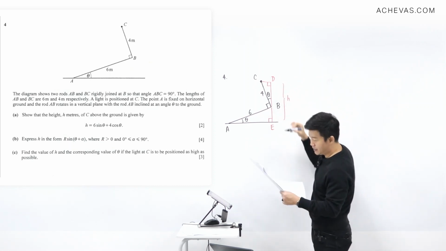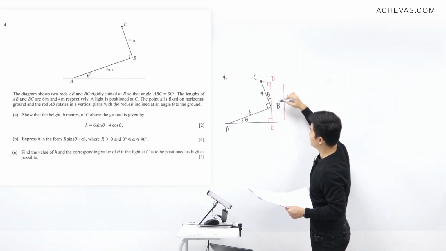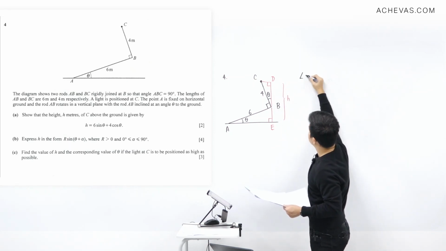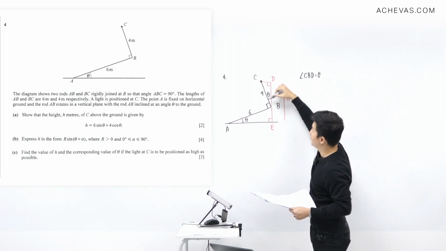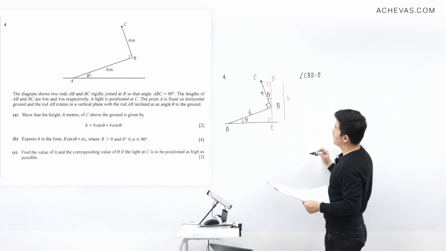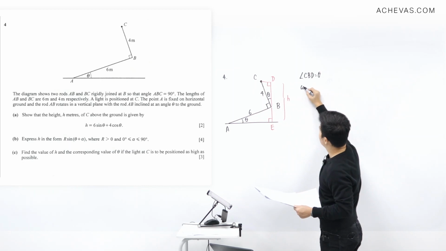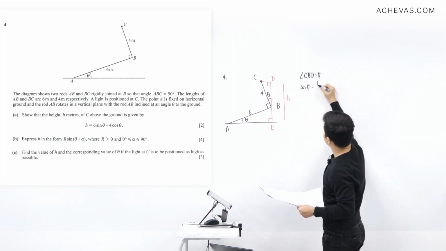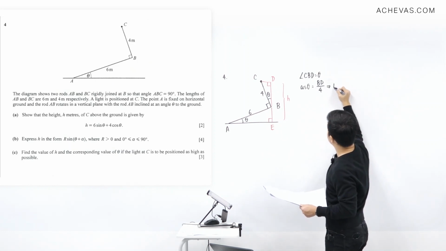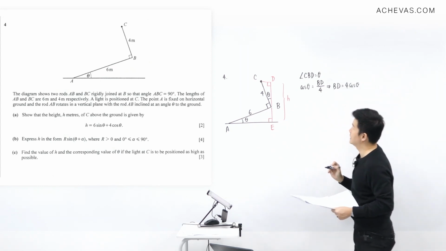So making use of this, we know that this angle CBD is equal to theta. Let me write it down. Angle CBD is equal to theta, and going for this triangle here, we are going to make use of cosine so that I can involve the distance BD. So cosine of this angle theta is going to be equal to the adjacent, which is BD, over the hypotenuse, which is 4. This tells me that the length BD is going to be equal to 4 cosine theta.